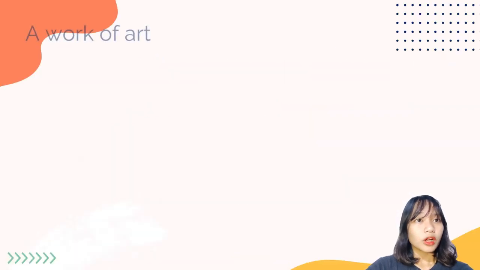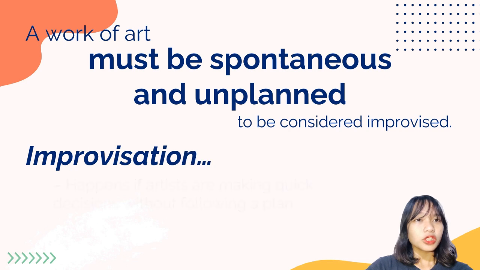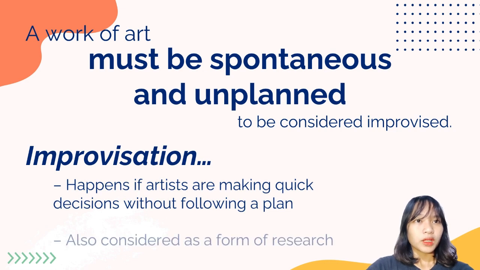A work of art or a part of a work of art must be spontaneous and unplanned in order to be considered improvised. Improvisation is happening if the artists are making quick decisions without following something like a plan. It is considered a form of research as well.